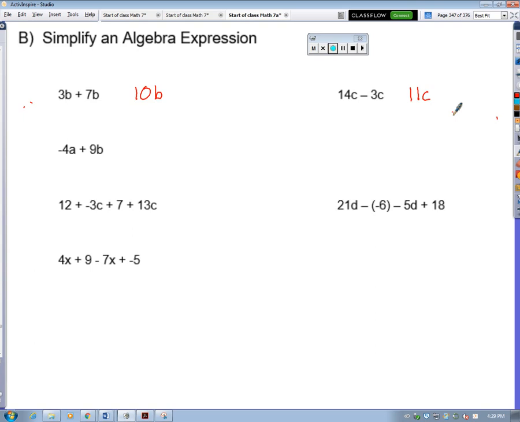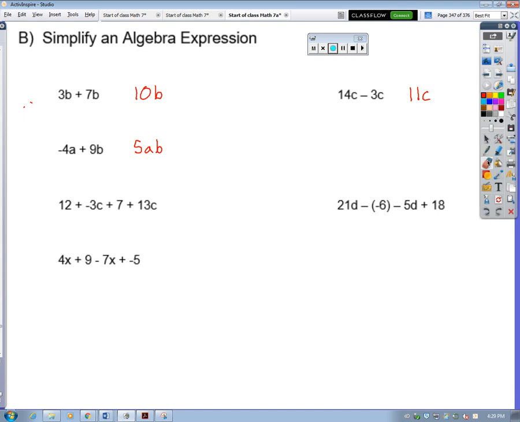Now look at this one. This one's a little odd because we have negative 4a and then we're going to add 9b. What a lot of people want to do is just go, okay, negative 4a plus 9b, and they want to subtract 9 and 4 to get 5ab. That's what a lot of people want to do, but I'm sorry, my little math friends, we can't do that. That is not appropriate.